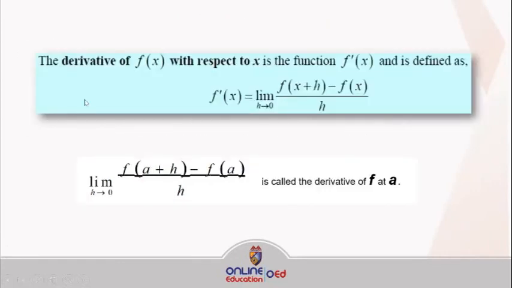So we have here the derivative of f of X with respect to X is the function f apostrophe X. Ito yung first derivative natin, ginagamit natin siya as first derivative, is defined as f apostrophe X is the limit where H is approaching 0, f of X plus H minus f of X over H. Or we have the limit where H is approaching 0, the derivative of f at A, where f of A plus H minus f of A over H.